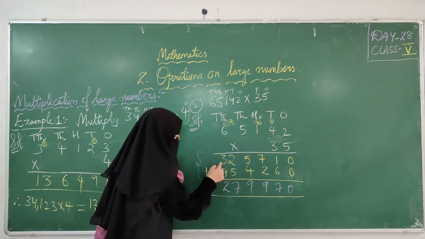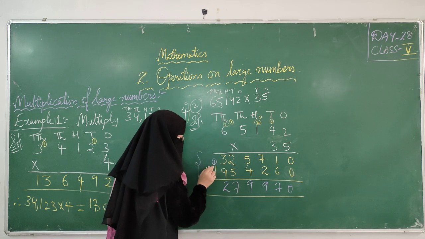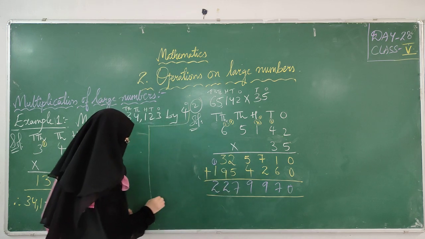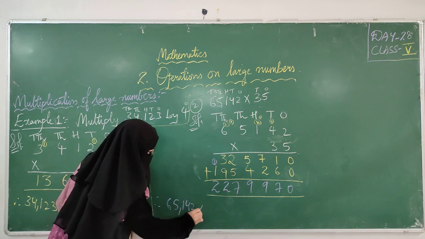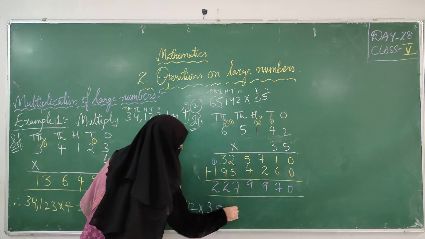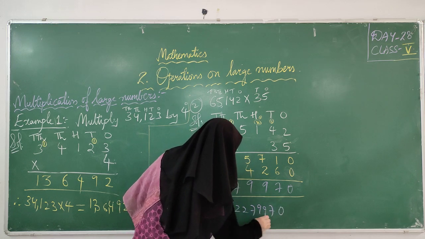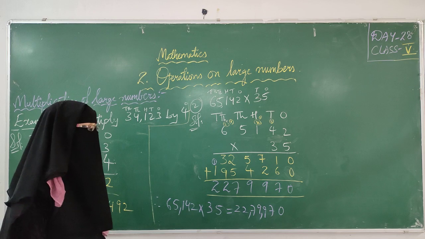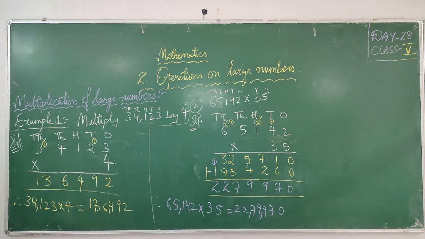Okay, 9 plus 3, 12, so I am sending carry here. After that, after 3 we are having one more digit, send their carry. Okay, 1 plus 1, 2. So what is our answer? Therefore, 65,142 into 35 is 22,79,970. Right? I'll show you one more problem.